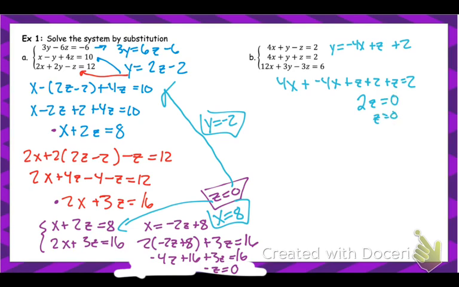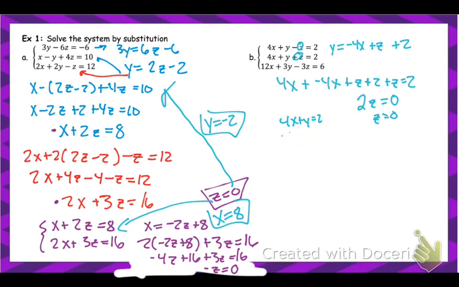Now there's two places I could go from here. One place, if you think that z is equal to 0, if I were to plug that in, you would notice that what you have left, 4x plus y equals 2, and 4x plus y equals 2, are the exact same, which means that they're going to have an infinite number of solutions.